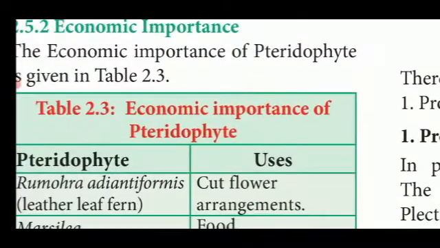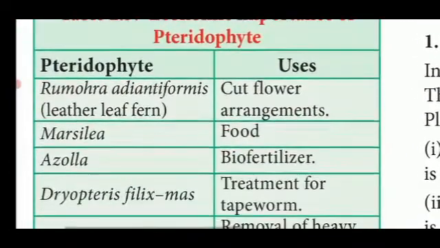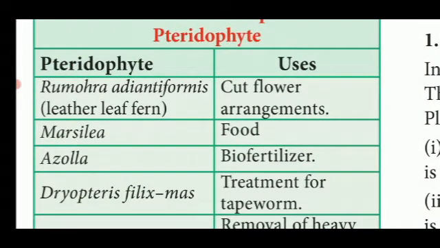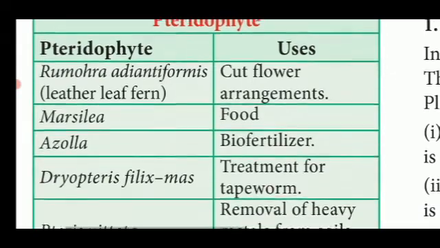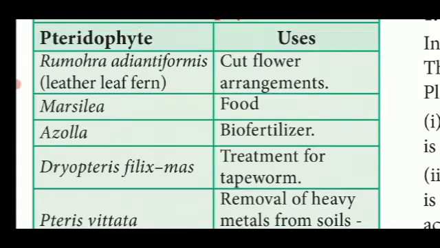The economic importance of pteridophytes and uses. Adiantum, the leather-like fern: the leaves are very beautiful. The ferns are also ornamental in nature, so the use is in cut flower arrangement. They are used in gardens for ornamental purposes. Marsilea is used as food for tribals.